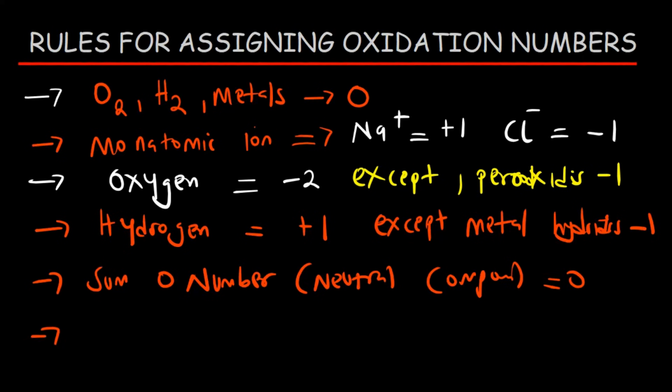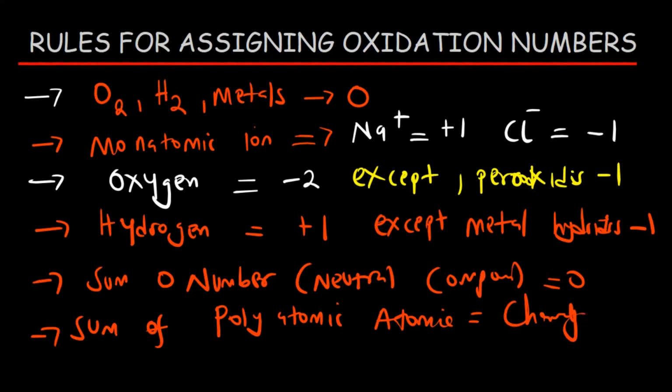But for the sum of oxidation numbers in a polyatomic ion, here you get the charge of the ion itself. So I can have SO4 with a 2 minus. I'm going to get the 2 minus as the oxidation number sum for that polyatomic ion. So basically that. Let's have some examples.